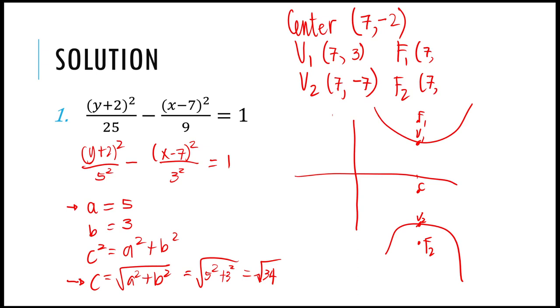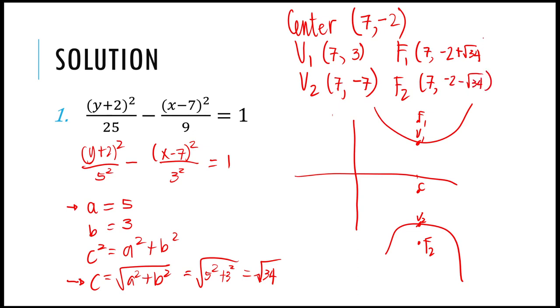So, we are going to add negative 2 plus c, that is plus square root of 34. Okay, para mas eksakto. And then, kasi si F1 po ay nasa taas ni C, si F2 ay nasa baba ni C. So, magma-minus naman tayo ng negative square root of 34.